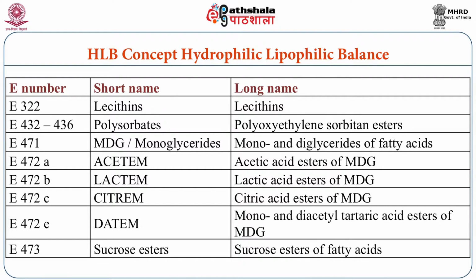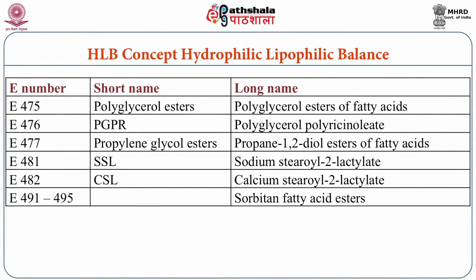Certain esters of MDG are also available, like acetic, lactic, citric. They are generally known as ACETEM, which stands for acetic acid esters of MDG. The LACTEM, the lactic acid esters of MDG. The CITREM is citric acid esters of MDG. The DATEM, it is mono and diacetyl tartaric acid esters of MDG. The sucrose esters, they are the sucrose esters of fatty acids. The polyglycerol esters, they are the polyglycerol esters of fatty acids.